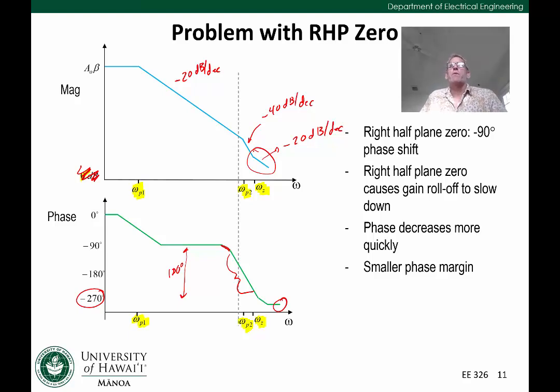And so in the next lecture, we're going to learn techniques to try to deal with this. You can see that the right half plane zero is going to give us a smaller phase margin and potentially an unstable amplifier. So we're going to learn techniques in the next lecture about how to solve this problem.